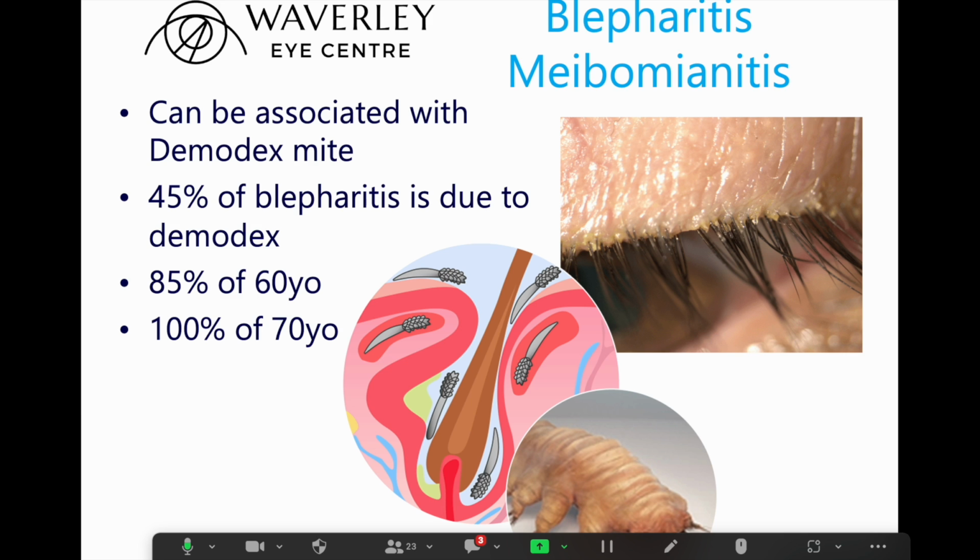So 45% of blepharitis out there, when you see those flakes on there, 45% of them is due to Demodex. It increases with age. So if you are 70 years old, there is a 100% chance that you have a Demodex infestation of the lashes. So these ones can be dealt with.